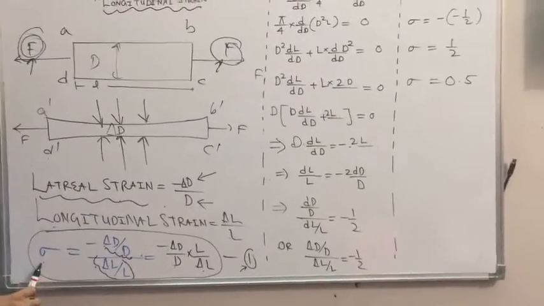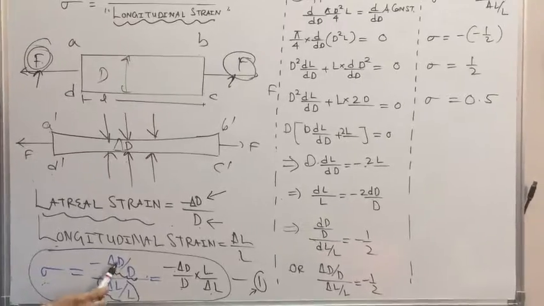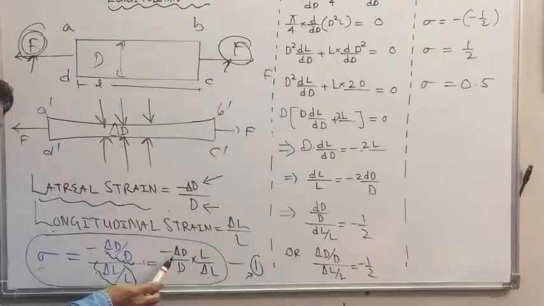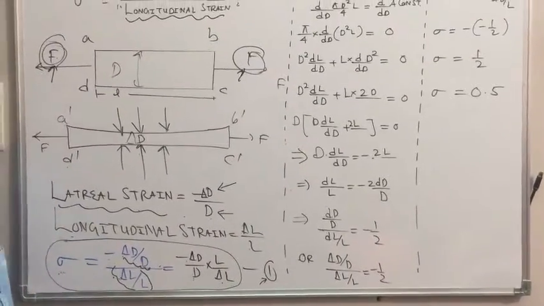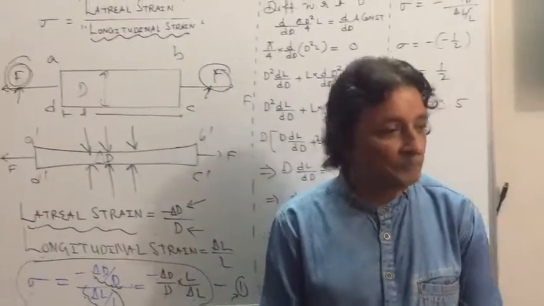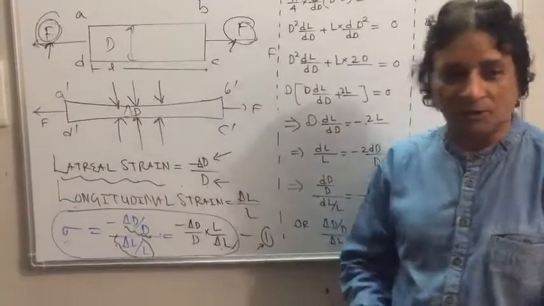Now sigma, the Poisson's ratio, is minus delta D upon D divided by delta L upon L. It becomes minus delta D upon D into L upon delta L. If in a board exam you get a 1 mark or 2 mark type question, what is Poisson's ratio? So just finish up to this point.